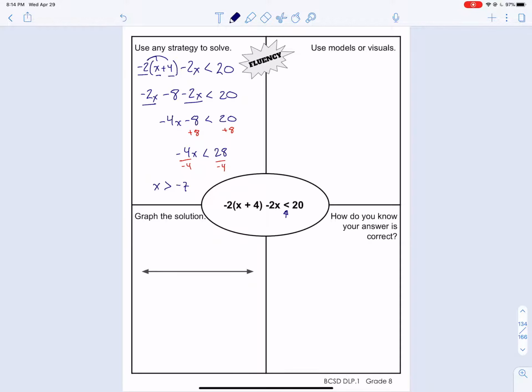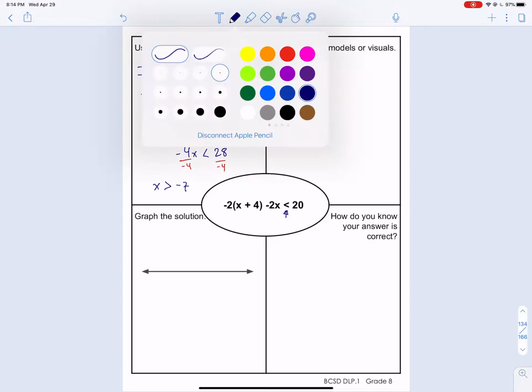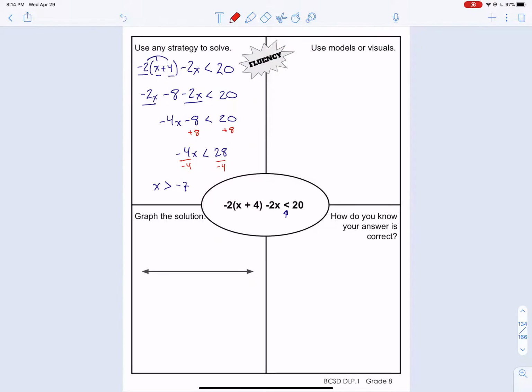Okay, so before we go any further, let's check our answer, because inequalities can be a little tricky. We want to make sure that we did flip our sign correctly and that we needed to. So that's going to go over here on the bottom right. How do we know our answer is correct? This is how we're going to check our answer. We're going to substitute a number that's greater than -7 and see if our original inequality is still true.